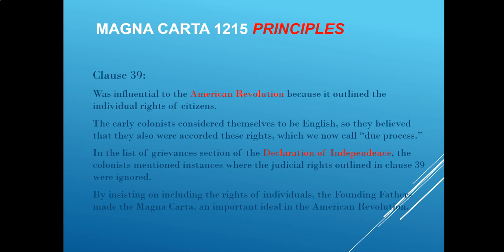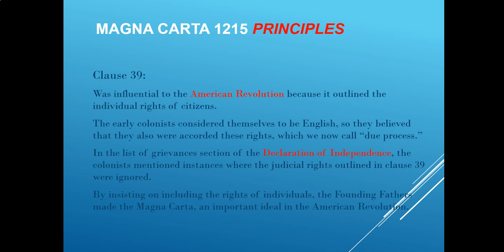Now, moving on to clause 39, this was an influential clause because it dealt with the American Revolution. It outlined the individual rights of citizens. The early colonists considered themselves to be English. Please remember that. A lot of those colonies that made it to North America were English. So many of them still saw themselves as English.